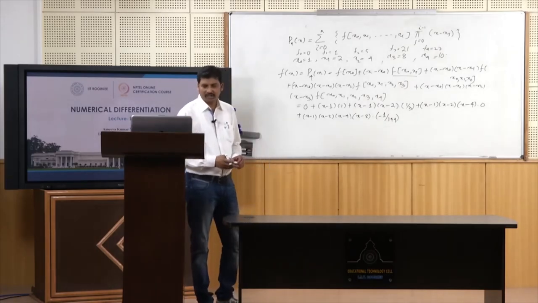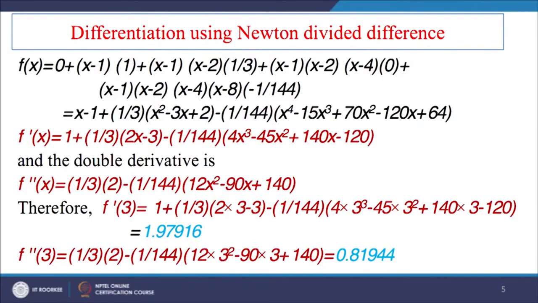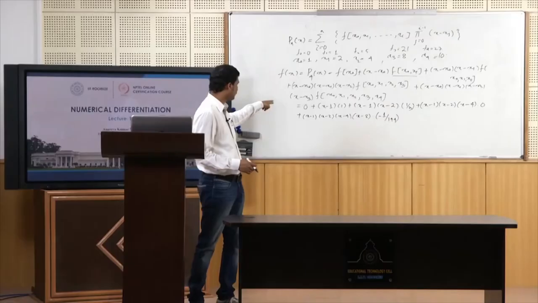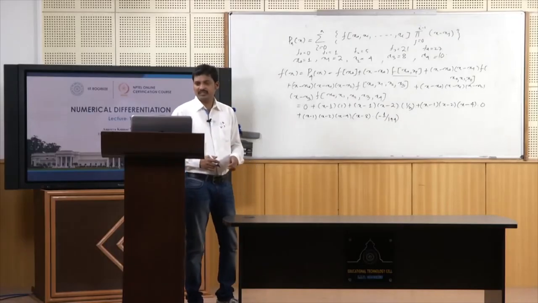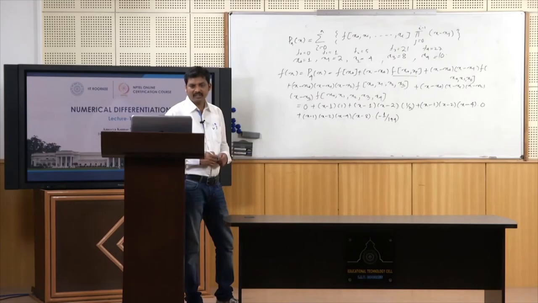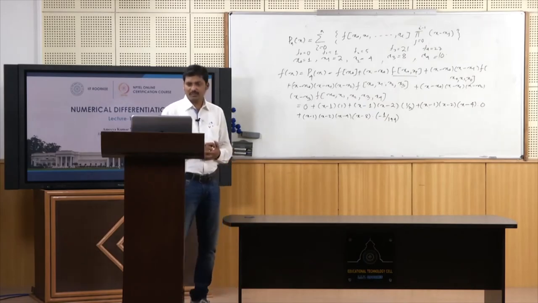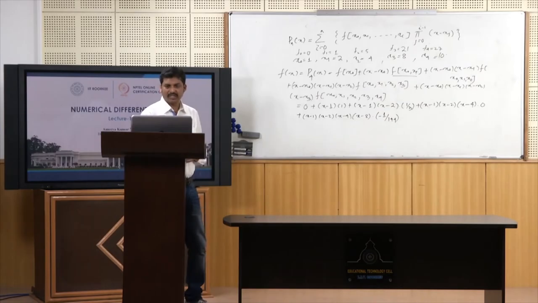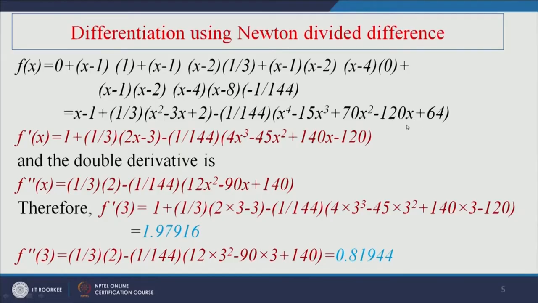So, if you take all these products, then this product form can be written as: first term is x minus 1, second term is 1 by 3 into x square minus 3x plus 2, and the next term is 0, so then the last term can be written as minus 1 by 144 into x to the power 4 minus 15x cube plus 70x square minus 122x plus 64.